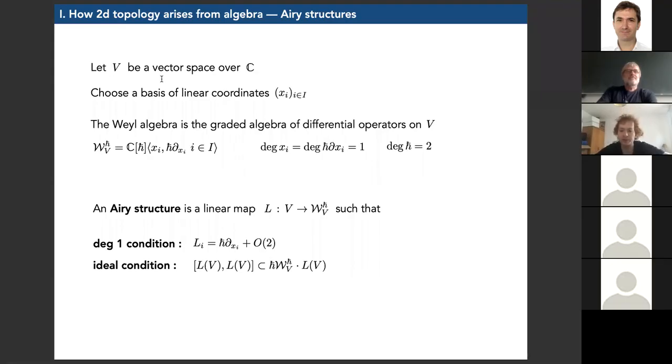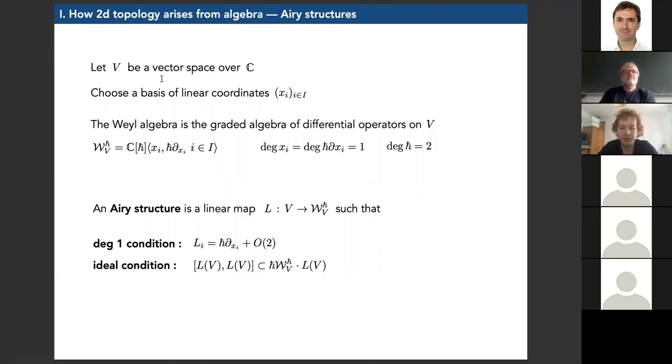So I will introduce the notion of Airy structure, which was proposed by Kontsevich and Soibelman 3 years ago. So you take a vector space. I will always work over the complex field of complex numbers. And for simplicity, let's choose a basis of linear coordinates, xi.